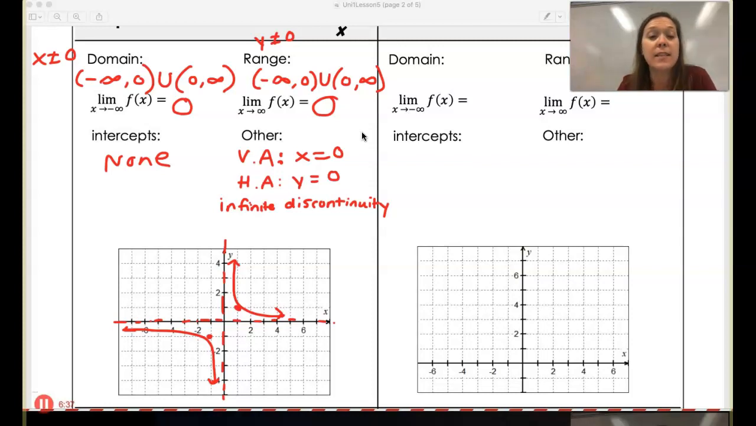And there's definitely symmetry there. I would say that it's symmetric to the origin, so that would make it odd. Okay, so that is our reciprocal function.